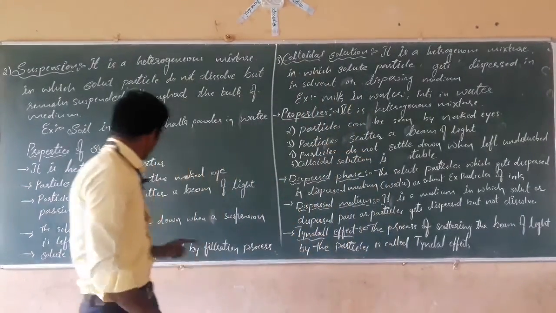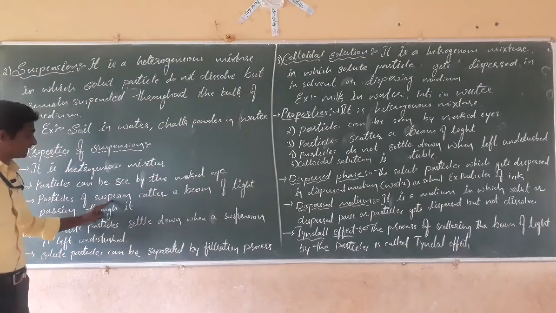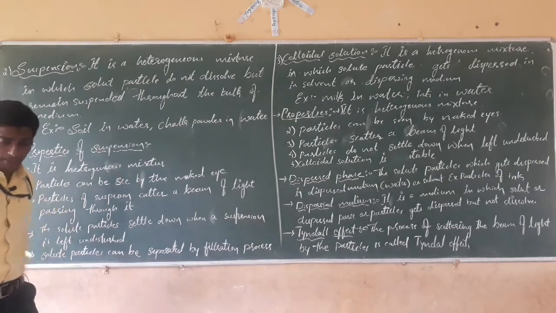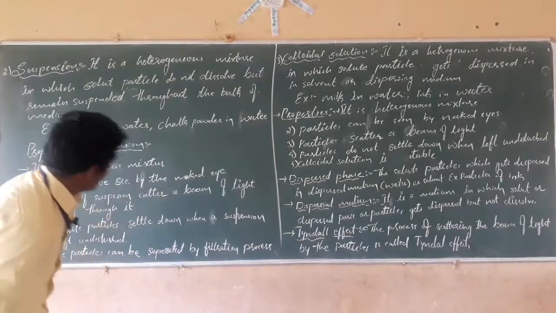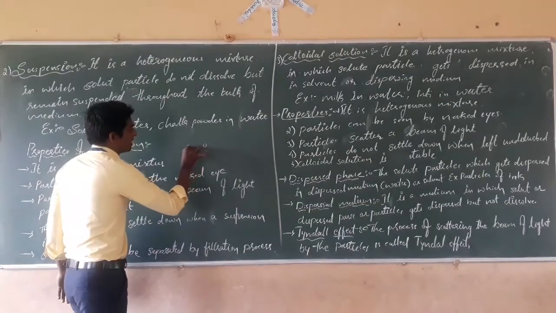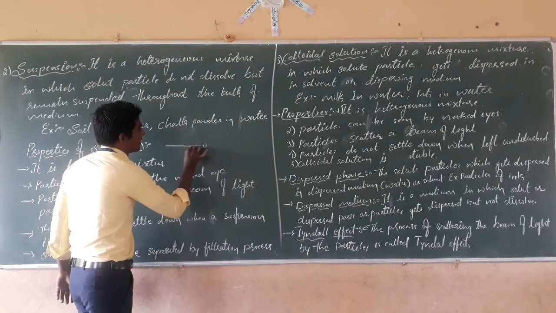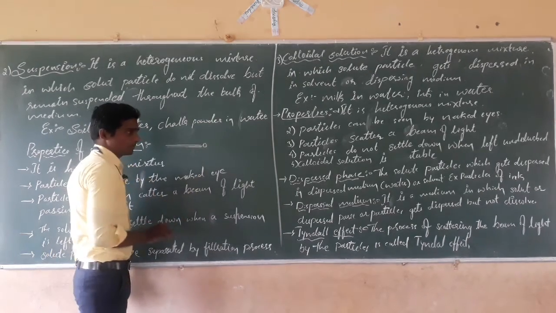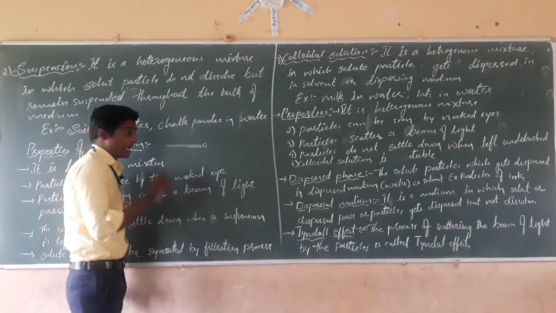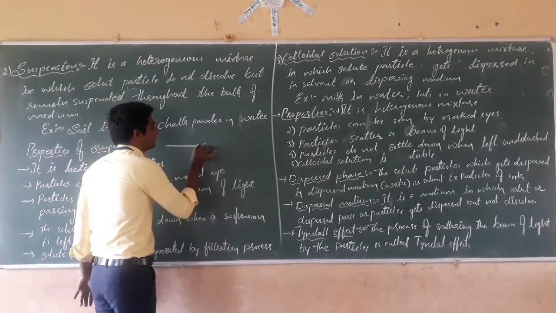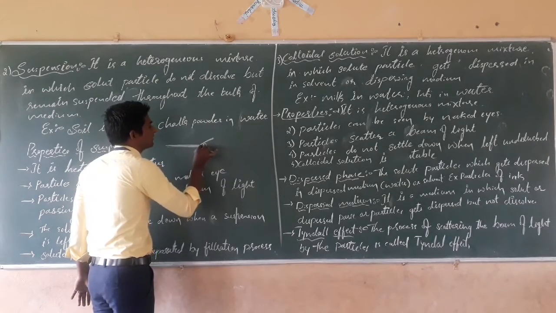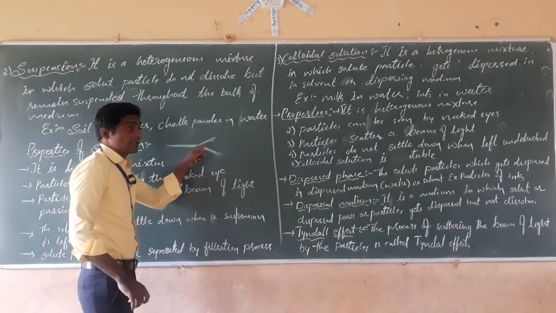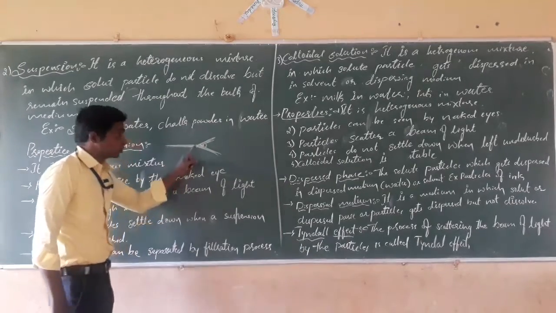Next, dear students, what happens here? The particles of suspension scatter the beam of light. See what happens, dear students. Suppose a ray of light is propagating in a straight line. When a larger size particle comes in the way of light, what happens? That ray of light will scatter. That's why the ray of light is visible. That is also called the Tyndall effect.